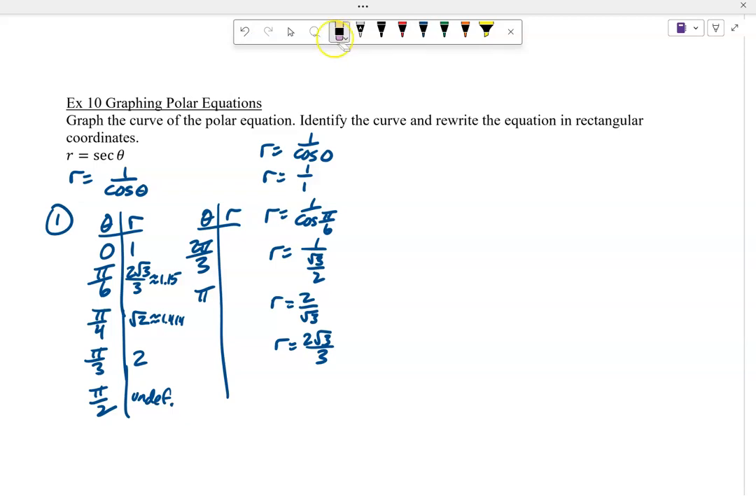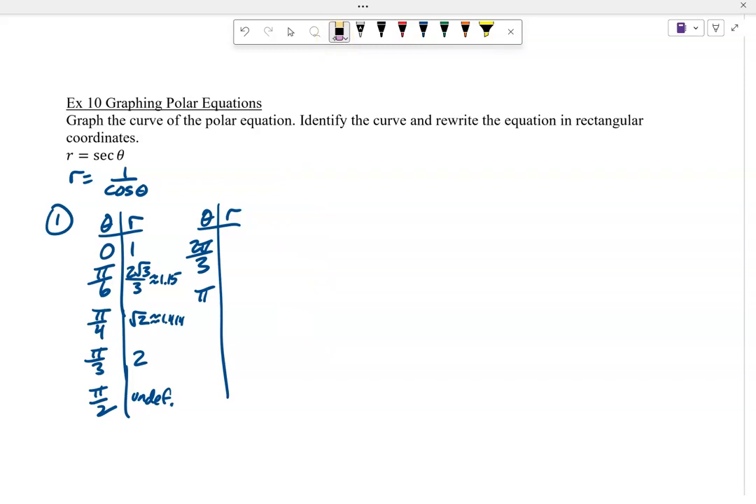And then let me erase this so I have some room for my 1 over cosine 2 pi thirds. Well, cosine of 2 pi thirds is negative a half, so 1 over negative a half is negative 2. 1 over the cosine of pi is 1 over negative 1, negative 1. So here's a few points. Let's go ahead and graph them.